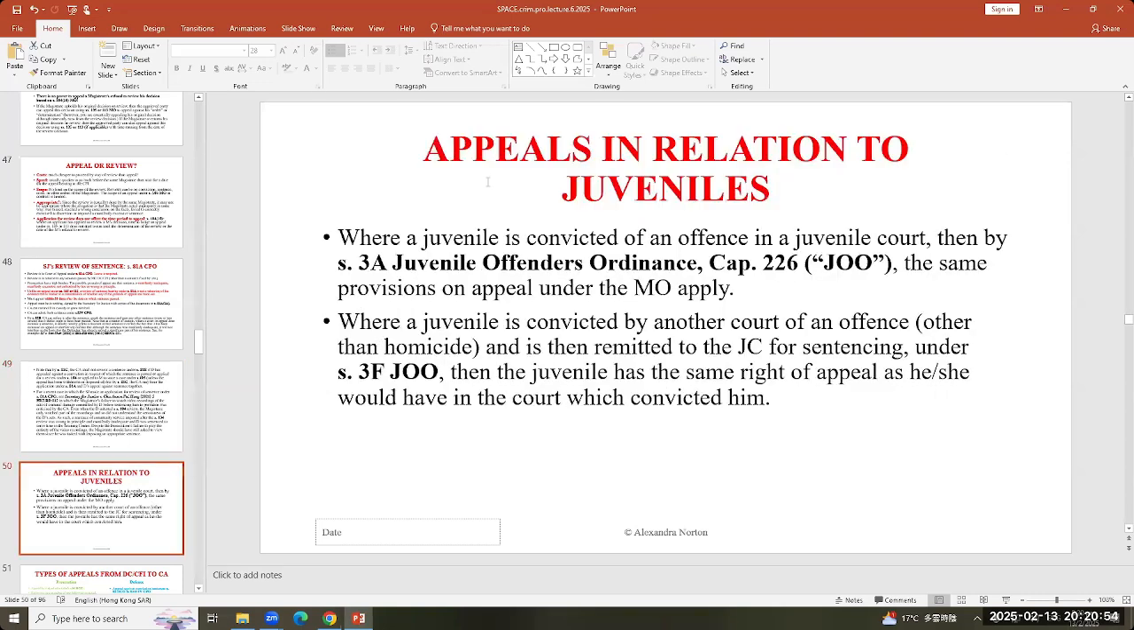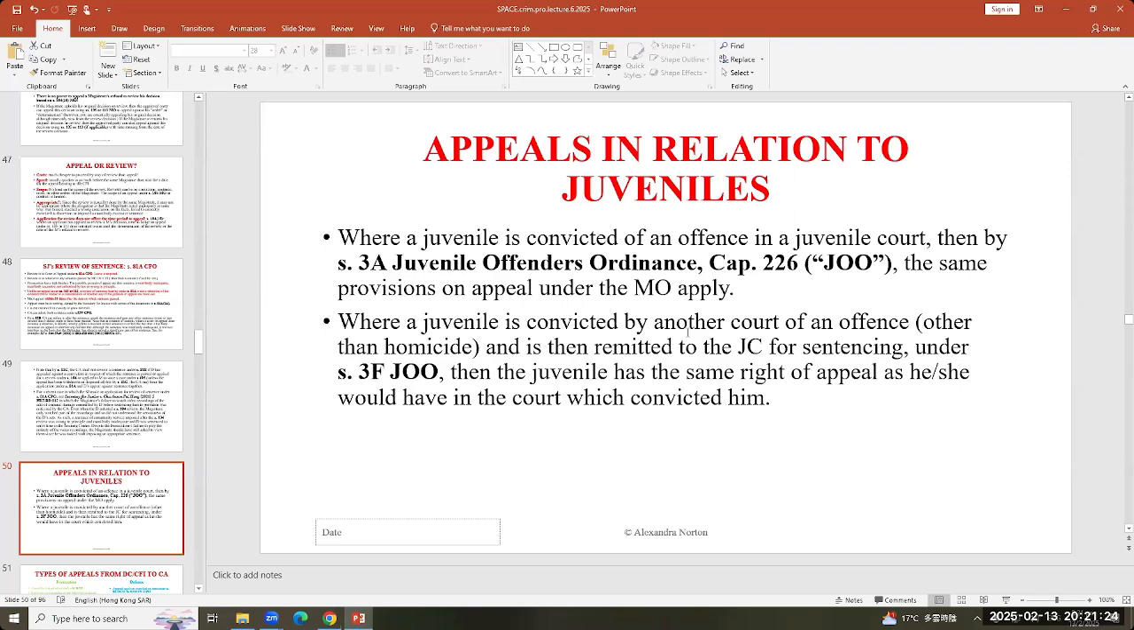Juveniles have the right to appeal as well. The provisions of the magistrate's ordinance apply. Remember that a juvenile could be convicted in another court. Remember, we looked at section 3C of the Juvenile Offenders Ordinance, whereby if they are tried jointly with an adult, or if the circumstances of the case are similar to charges against an adult, they may be sent up to another court, maybe the magistrate's district court or CFI.